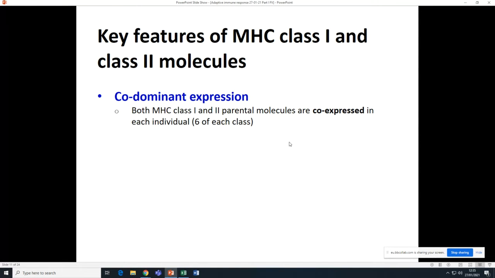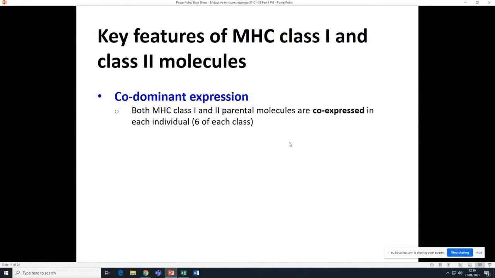What are the features of MHC class 1 and 2? They are co-dominantly expressed, meaning that you're going to express both the MHC molecules that you inherited from your father and that you inherited from your mother. This is what we call co-dominance. This is extremely important, because by having a variety of MHC molecules, you can present a variety of microbes, and therefore you can mount a response against different microbes.